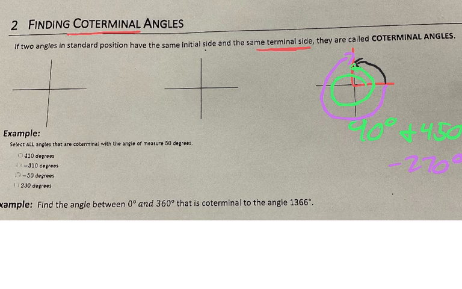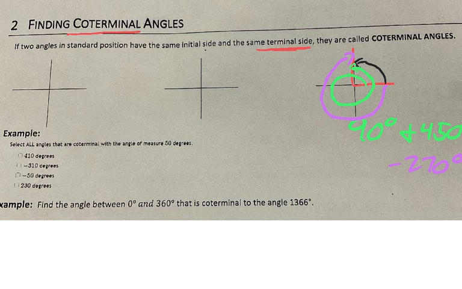How can I keep finding more? Add 360 or subtract 360. That's it. Adding 360 or subtracting 360 will find you all of the coterminal angles. So, any questions about that?